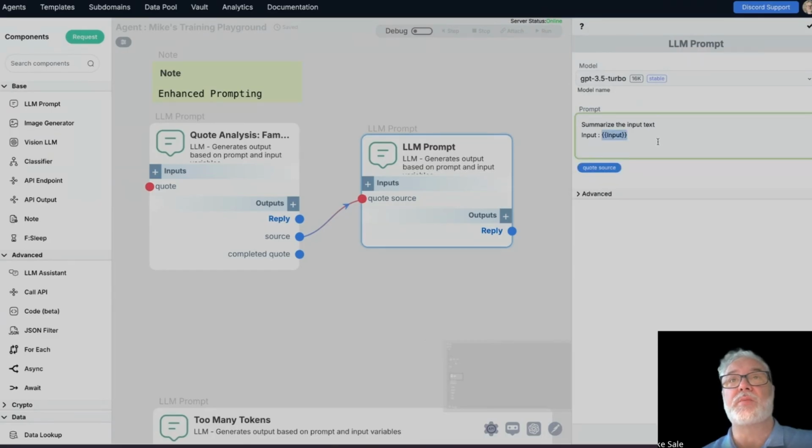And once again, can someone tell me what's wrong with this one? Go ahead and pop it into chat. This input I deleted. I need to add in the quote source instead. Awesome. Thank you, Leanne. All right.